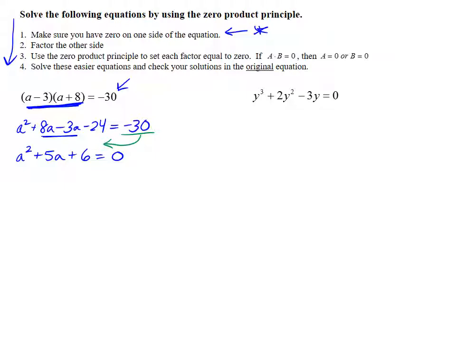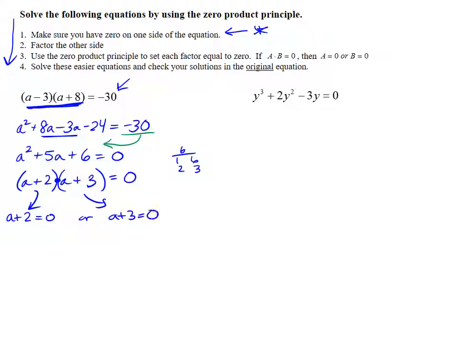Next, we are going to factor what's left on the left. So when I factor this, a squared plus 5a plus 6 equals 0. We're going to factor the a squared to a and a, and then 6, we could factor two ways, 1 and 6, or 2 and 3. 2 and 3 add up to 5, so I'll use the 2 and the 3. And then we can set each factor equal to 0 because we now have a product equal to 0. So we get two simpler equations, a plus 2 equals 0, or a plus 3 equals 0.